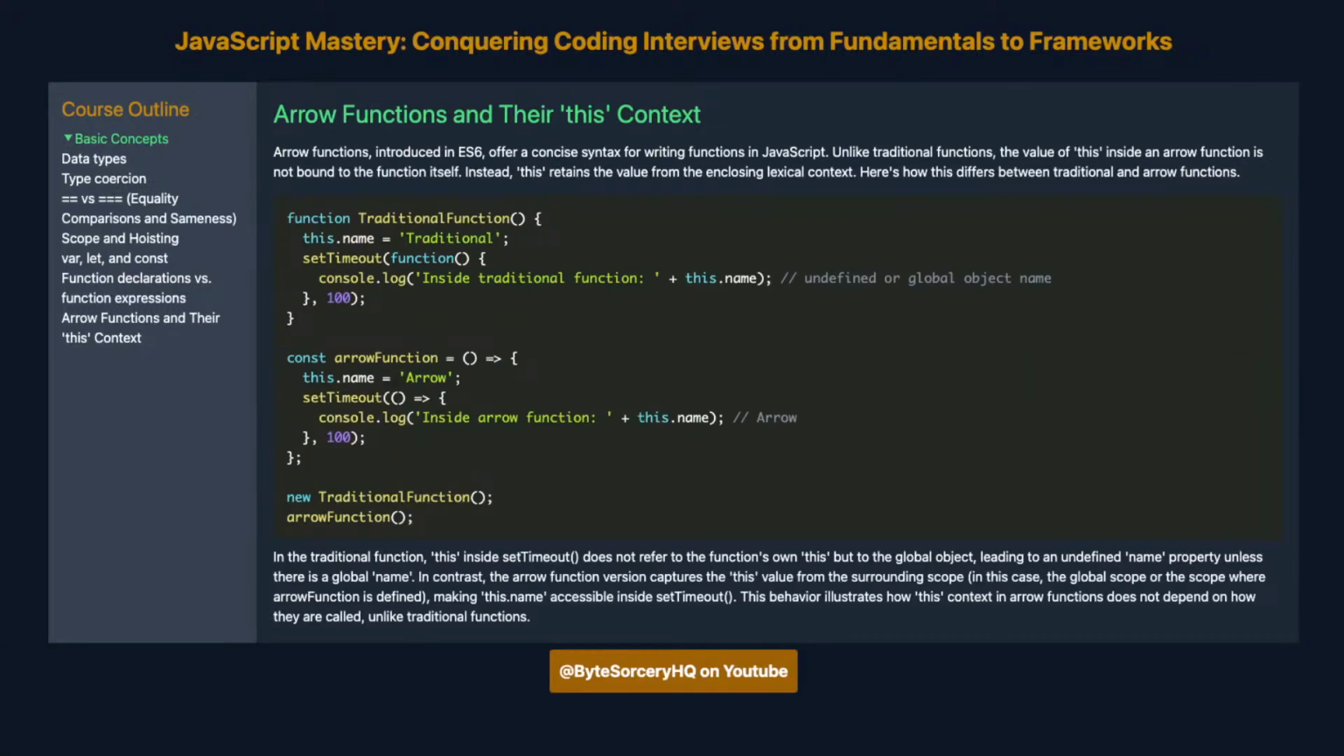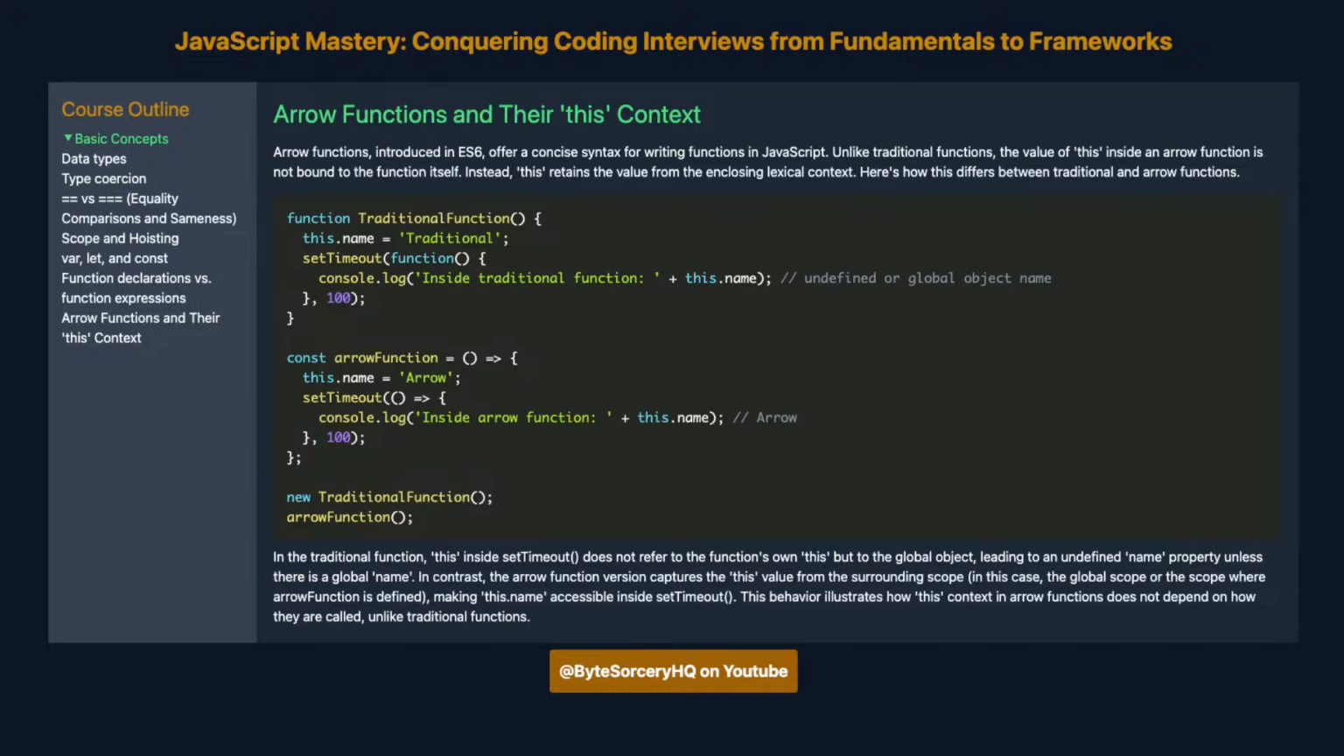Arrow functions and their this context. Arrow functions, introduced in ES6, offer a concise syntax for writing functions in JavaScript. Unlike traditional functions, the value of this inside an arrow function is not bound to the function itself. Instead, this retains the value from the enclosing lexical context. Here's how this differs between traditional and arrow functions.